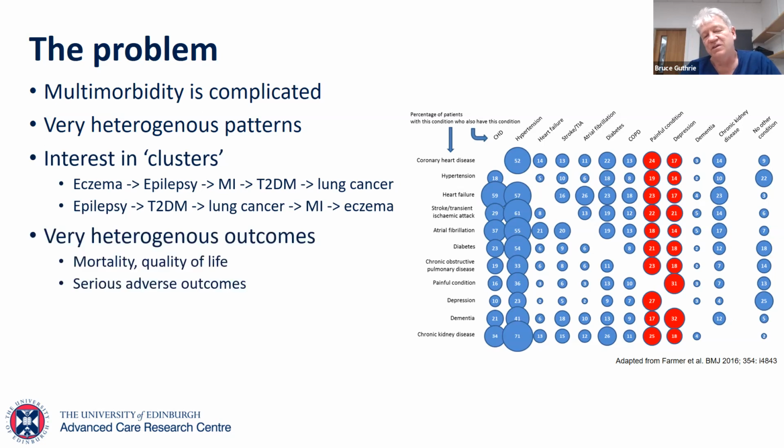It's also true that there's very heterogeneous outcomes. So if you're thinking about how you might cluster those conditions, you could do so in an unsupervised way, just what goes together. You could do it in a more supervised way where you're using outcomes like mortality or quality of life outcomes to look for clusters which have most impact on outcomes that you're interested in.